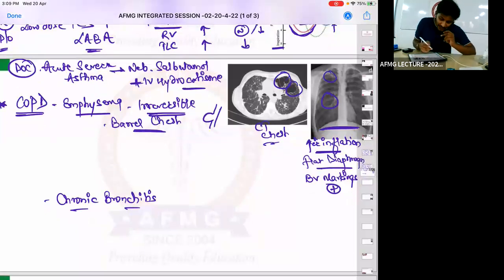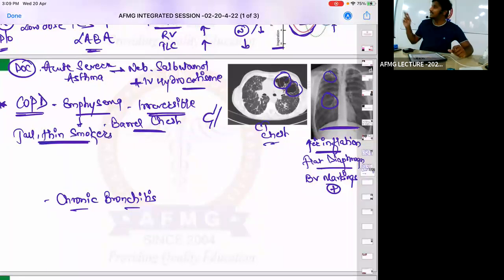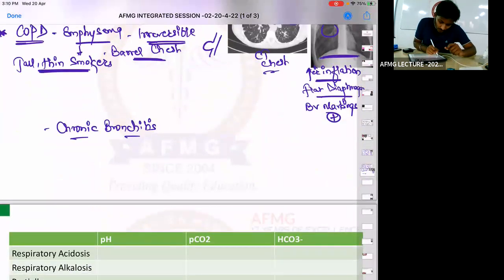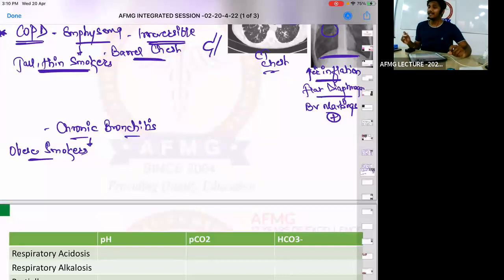So please remember, emphysema is seen in which type of patient? Smokers. The thin smokers or obese smokers. So the case will likely start with a tall, thin smoker. If they are talking about tall, thin smokers, you will think in terms of emphysema. But if they are talking about obese smokers, you will think in terms of chronic bronchitis.